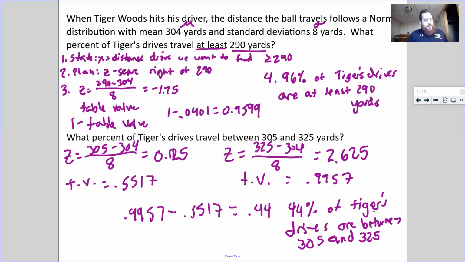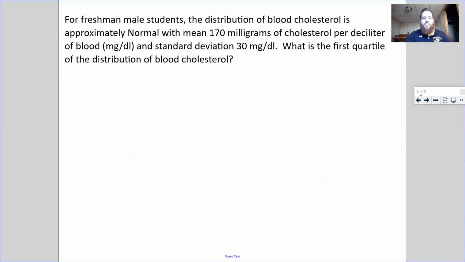Okay, one last problem to take a look at here. For freshman male students, the distribution of blood cholesterol is approximately normal, so it follows these patterns. We can use these charts. With mean 170 milligrams of cholesterol, so there's our mean, per deciliter, and standard deviation of 30 milligrams per deciliter. What is the first quartile of the distribution of blood cholesterol?